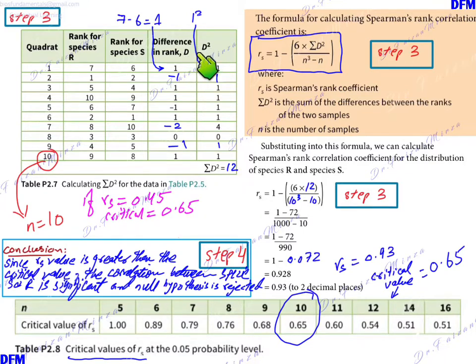This D here is the difference in the rank. Difference in the rank means you will just subtract 6 from 7. So 7 minus 6, your answer is 1, you just square it. Then it's 2, this 1 minus 2, the answer is minus 1, you square it, and so on and so forth. You complete both the columns.